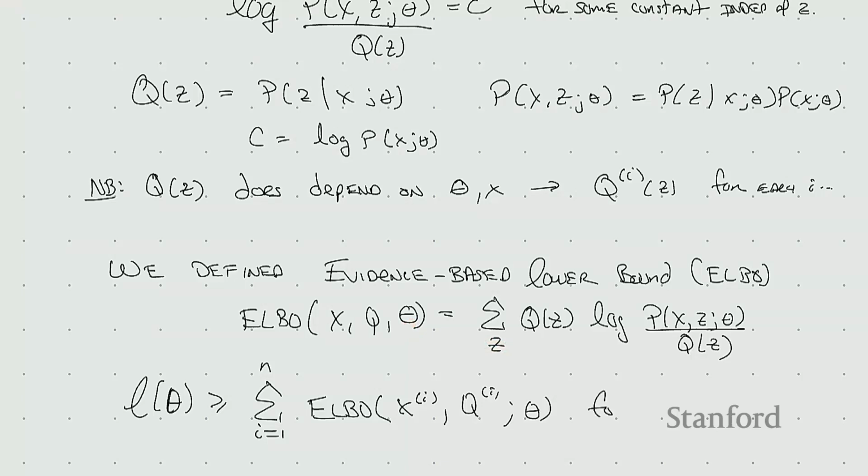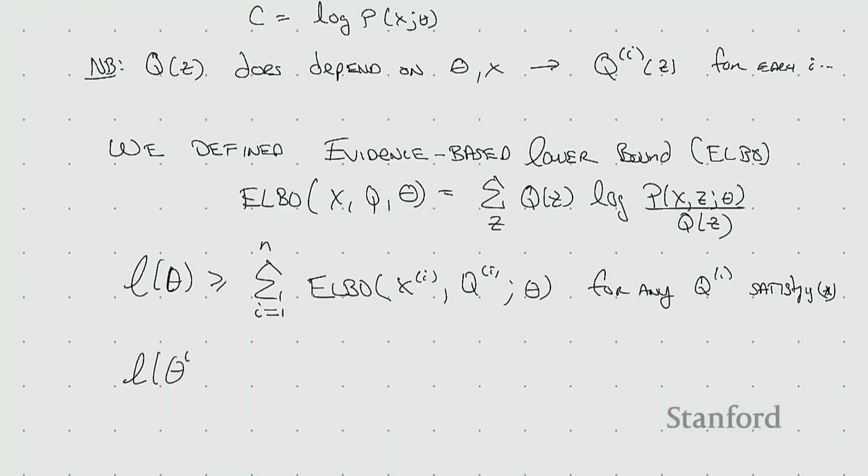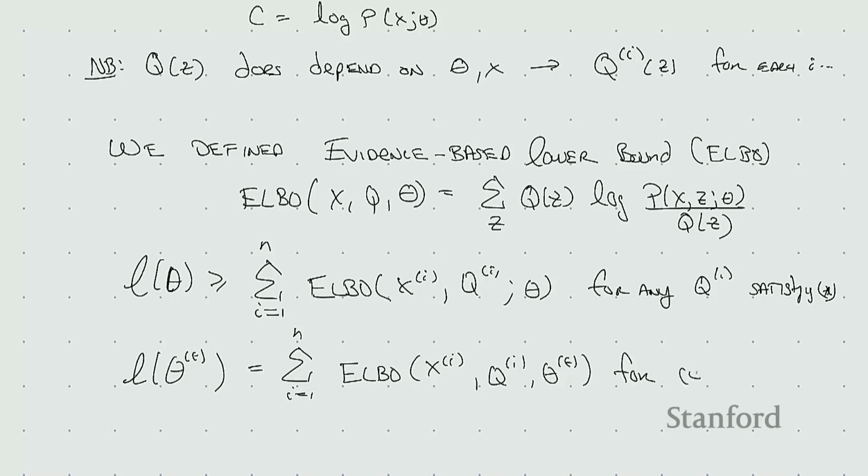Okay? For any q_i satisfying star. Sound good? That was just restating the lower bound. All I said is we went term by term through this thing, so it holds for every term that we can pick q_i as long as it's a probability distribution. It's a lower bound. And then we also showed that L(theta_t) equals the sum from i equals 1 to n of ELBO of x_i, q_i, theta_t for the choice of q_i above.